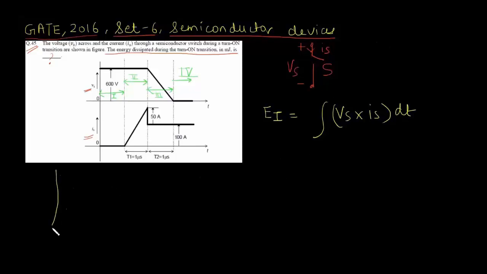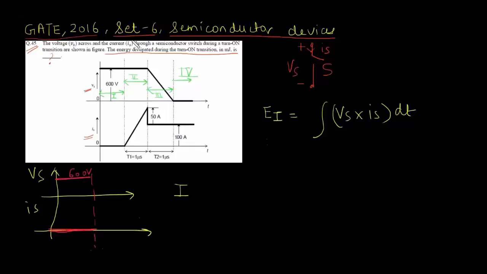So we can see how. Let's say this is interval 1, this is Vs and Is. So Is is 0 during interval 1 and Vs is 600 volt. So you can plug this value here. Vs is 600 and Is is 0. So the energy dissipation during the first interval is 0 joules.